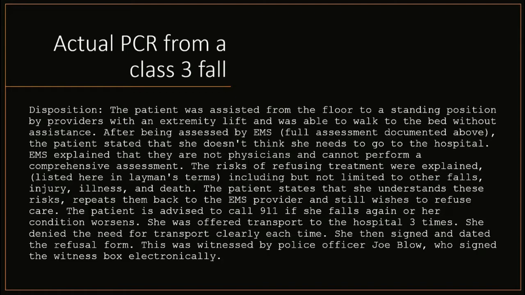She was offered transport to the hospital 3 times. She denied the need for transport clearly each time. She then signed and dated the refusal form, which was witnessed by a police officer who signed the witness box electronically. This is a great patient refusal because it hits all the points of a capacity assessment and details the efforts made by the EMS provider to attempt to take the patient to the hospital. She said no. They asked again. She said she understands. She still said no. They documented all of these asks and all of her responses, and it looks like a very appropriate refusal.